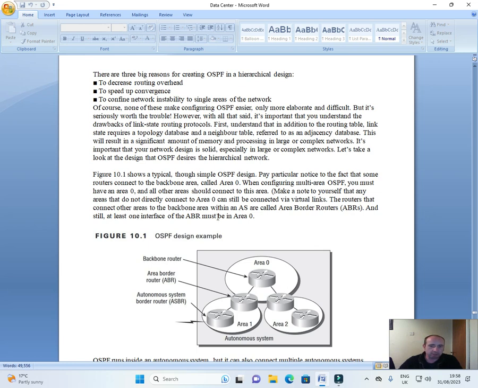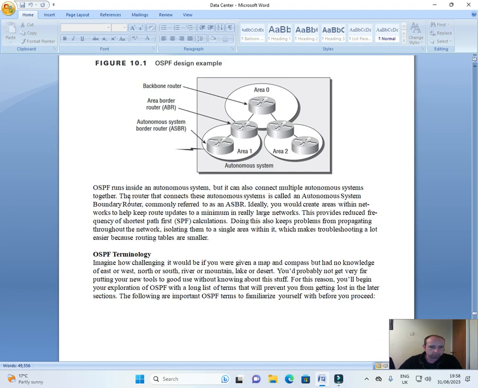The routers that connect other areas to the backbone area within the AS are called area border routers, ABRs, and still at least one interface of the ABR must be in area 0. OSPF runs inside an autonomous system, but it can also connect multiple autonomous systems together. The router that connects these autonomous systems is called an autonomous system boundary router, commonly referred to as an ASBR.